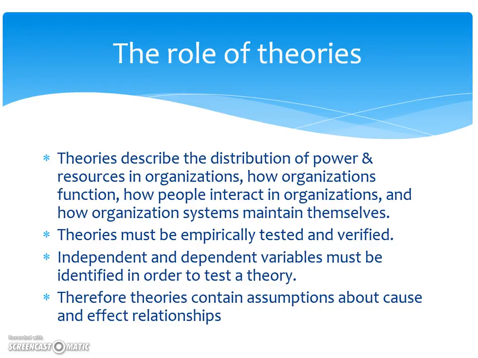It has to have independent and dependent variables. They must be identified in order to test those theories. And theories can contain assumptions about a cause and effect relationship. So that means that there's a hypothesis, per se, about what's going to cause what to occur.